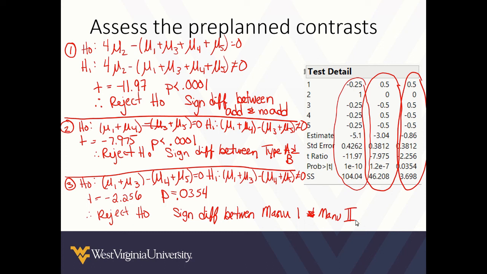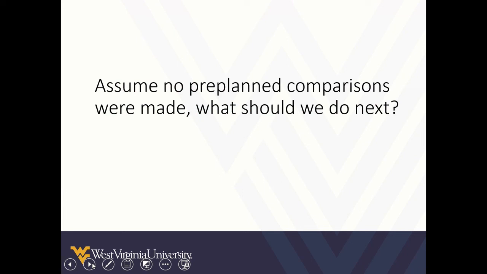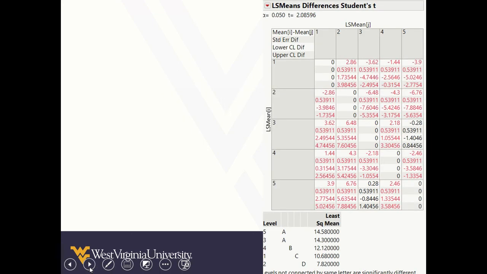Excellent. I know this was a lot of work, but we did get some nice results. And last but not least, let us think a moment about the situation where we had no pre-planned comparisons made. And so what should we do next? Well, as we had a significant overall F-test, that means we could move on and do, say, the Fisher's LSD test, where we have a whole bunch of t-tests.